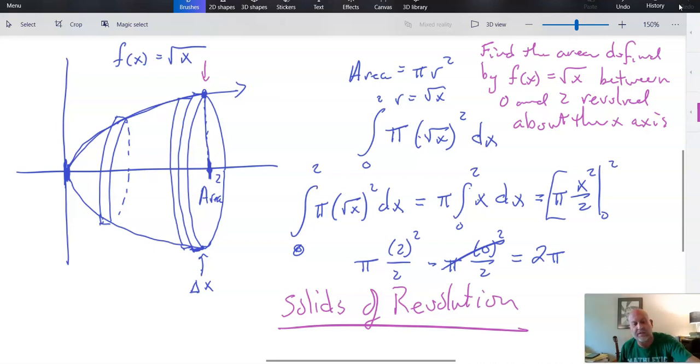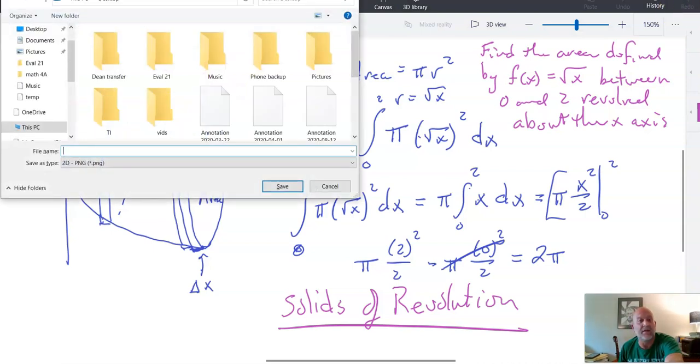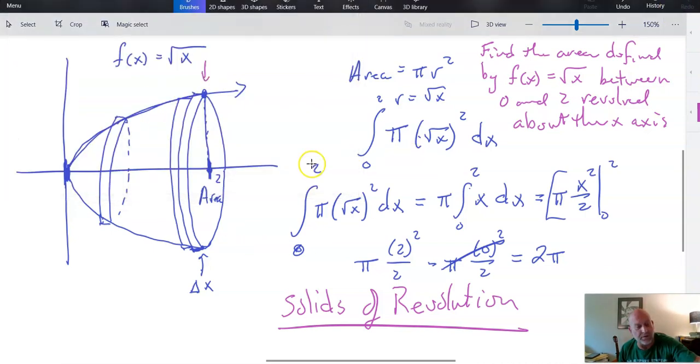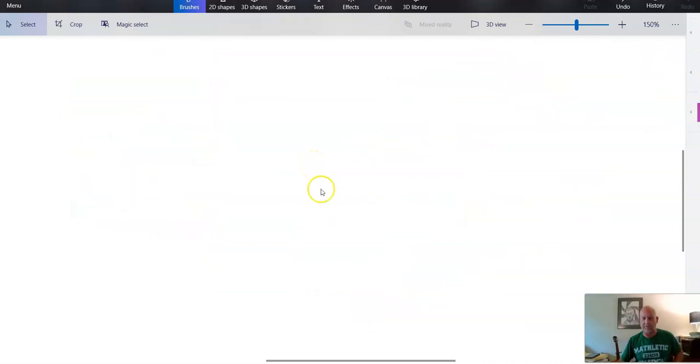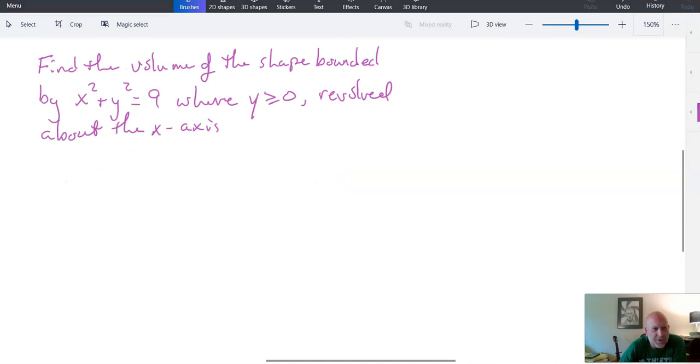Okay, so let's go ahead and take a look at the second example then. Oops, that is the wrong thing. There we go. That's what I meant to do. Okay, so here's our next problem. We want to find the volume of a shape bounded by x squared plus y squared equals 9, where y is greater than or equal to 0, revolved about the x-axis.